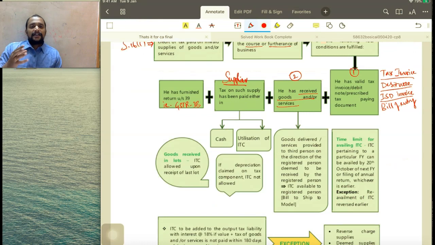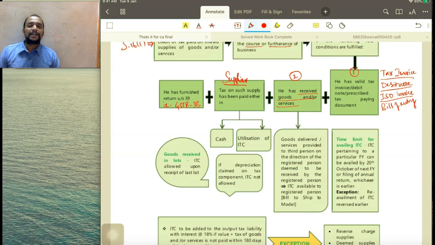Then these 4 conditions have some special points. So total 6 conditions. Can you tell me what are the 6 conditions? Condition number 1, you should be a registered person to take ITC. Condition number 2, the inward supplies on which you want to take ITC should be used or intended to be used in the course or furtherance of business. Condition number 3, you should be in possession of a valid tax paid document. Condition number 4, you should have actually received the goods or services. Condition number 5, your supplier should have paid the tax. Condition number 6, you should have filed the return.